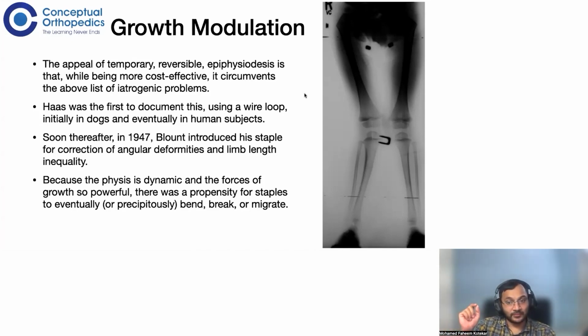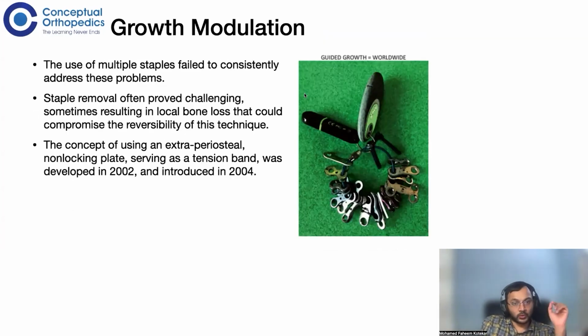Now, since the physis is a dynamic organ or tissue, and the forces of growth are so powerful, the Blount staple generally used to fail. It either used to bend, break, or migrate. Okay, and this is because in really young children, the physis grows so fast that the staple is unable to hold back the forces of this growth. Okay, so the use of multiple staples also failed consistently to address these problems.